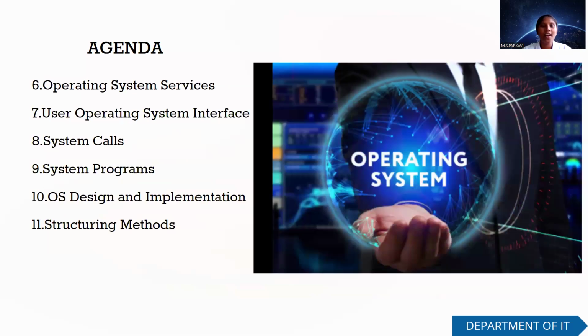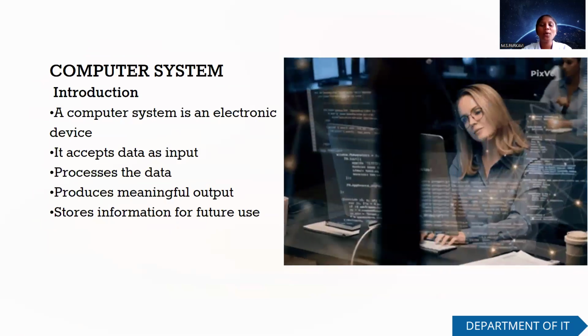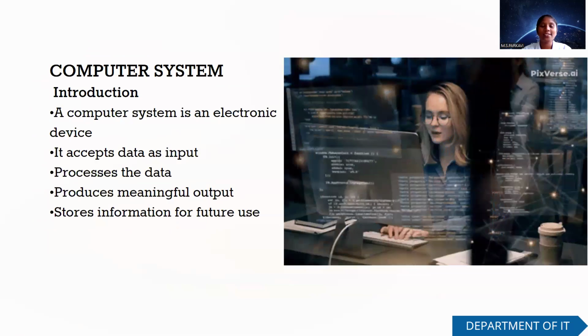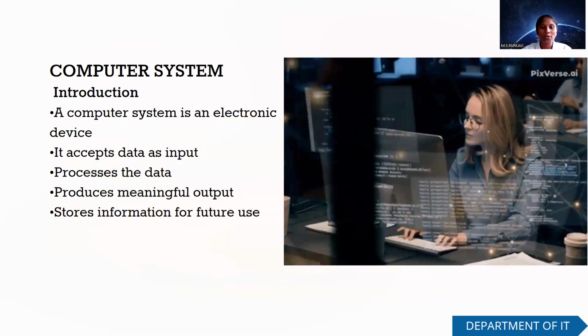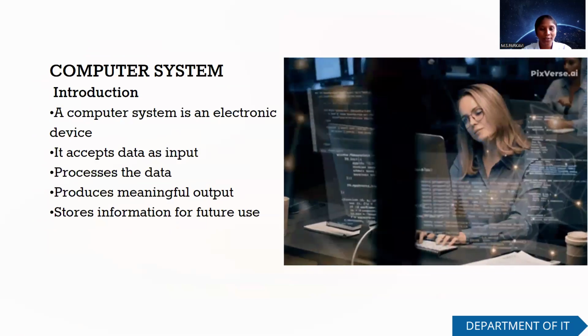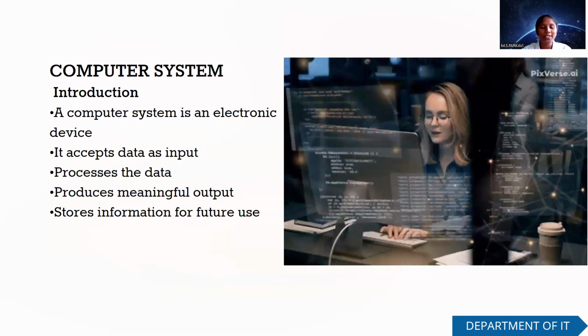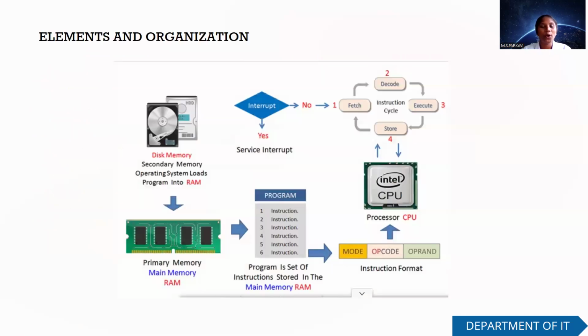And then the next slide is, what is a computer system? Introduction. A computer is an electronic device. It accepts data as an input and it is used to process the data and it is used to produce a meaningful output and stores the information for future purposes. And the next slide is elements of organization.